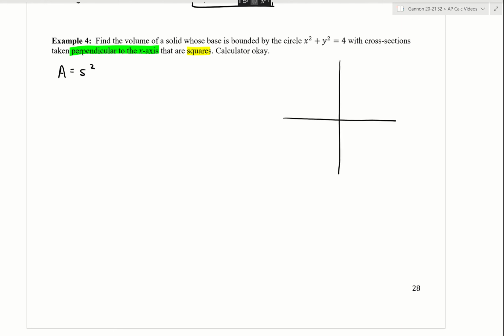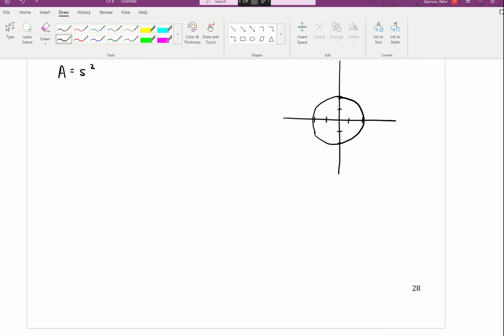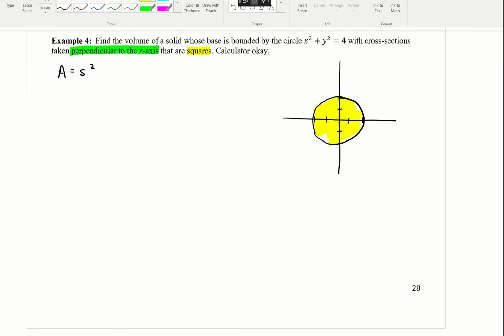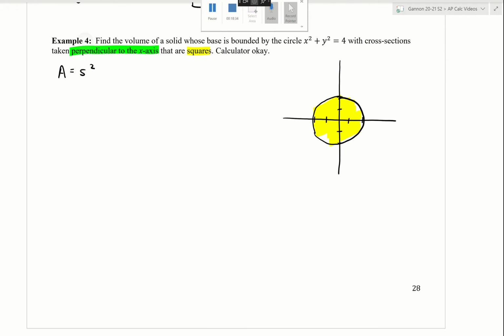Well, if you draw the graph, you should hopefully understand that this is a circle with a radius of 2. That's what we got going on. So that's the area of our base. And we're going to basically be finding the volume of a solid whose cross sections perpendicular to the x-axis are squares. So we got these squares that are coming out at us.